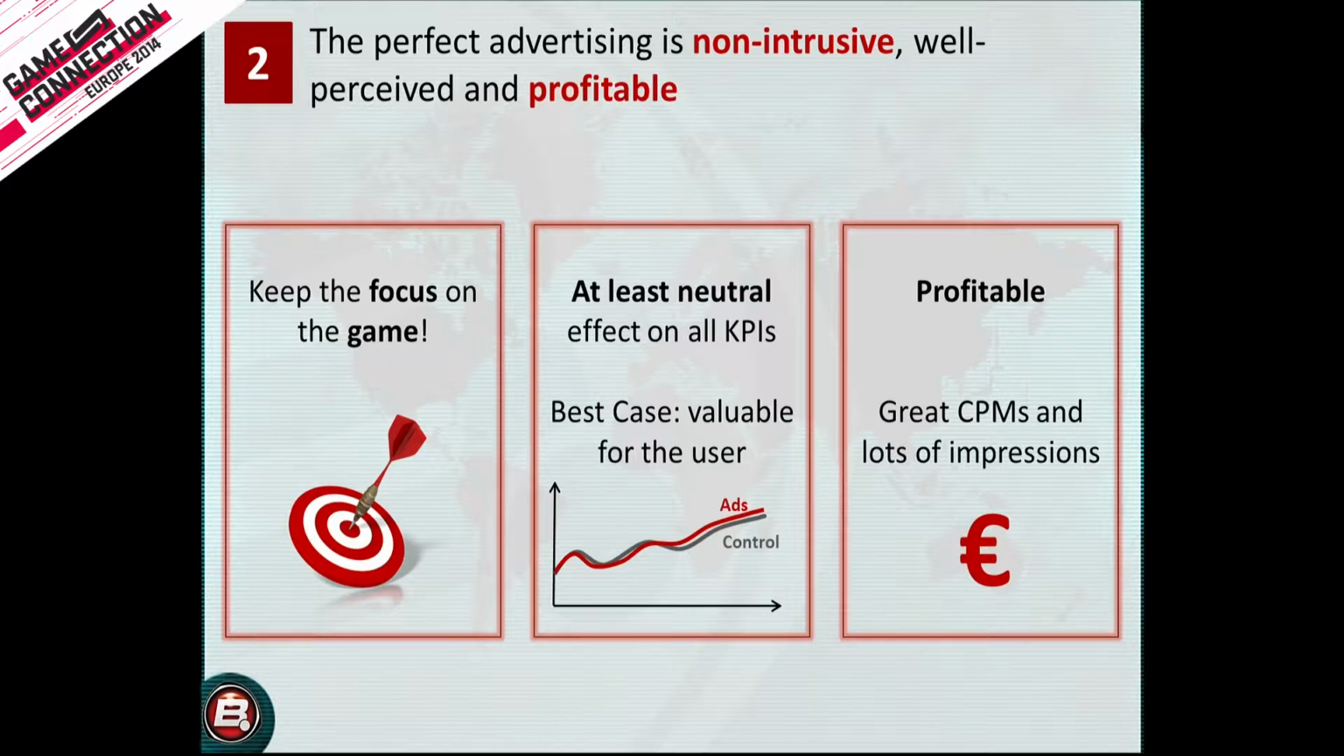And then profitable. Of course, if I integrate advertising, I want to make money with it. There are basically two KPIs we're looking at. First is the impressions, so the amount of impressions I can generate with my users, the amount of people watching my ads. And the second is how much money I get for these impressions. So those are the advertising pillars that tell me if advertising makes sense, and I will come back to these pillars later.